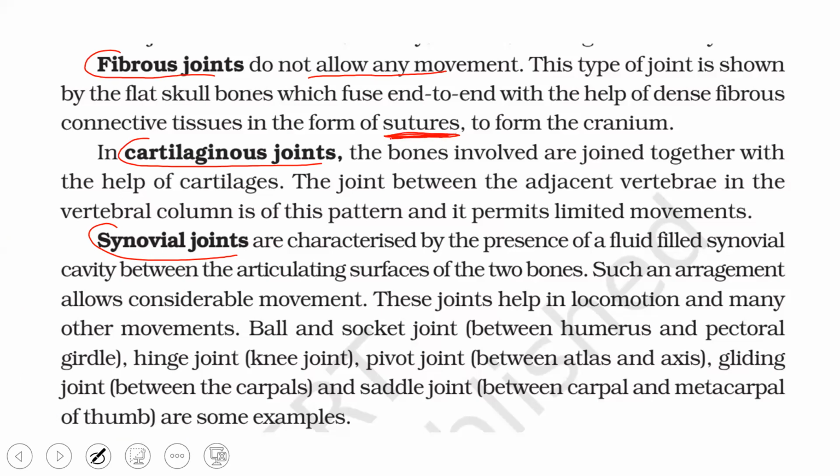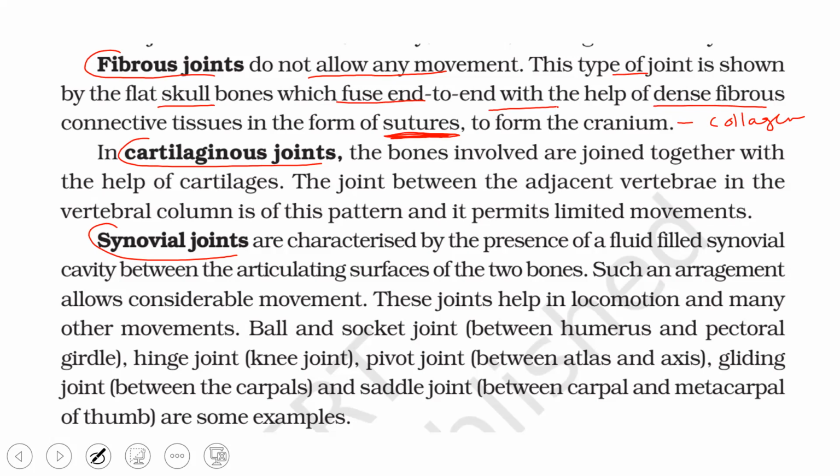Suture is a French word. In Gujarati we call it ટાંકા (stitches). They are immovable, and they are rich in collagen. Collagen is always immovable. This is seen in the flat skull bones, which are fused to form the cranium, or what we commonly call the head box. This is the example of a fibrous joint, where there is no movement.